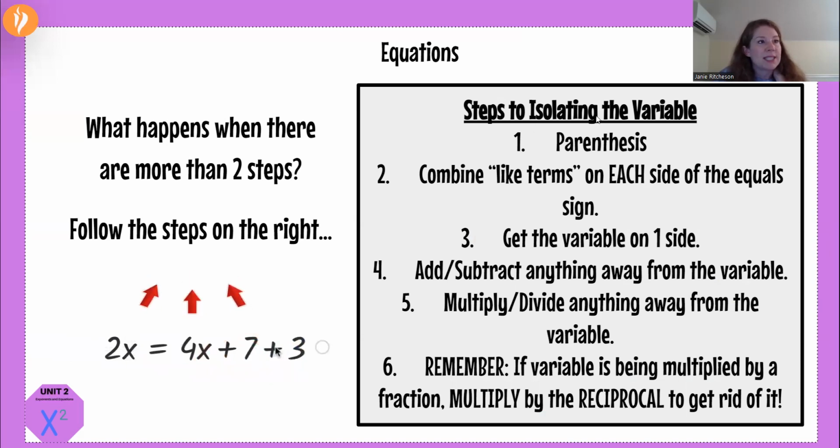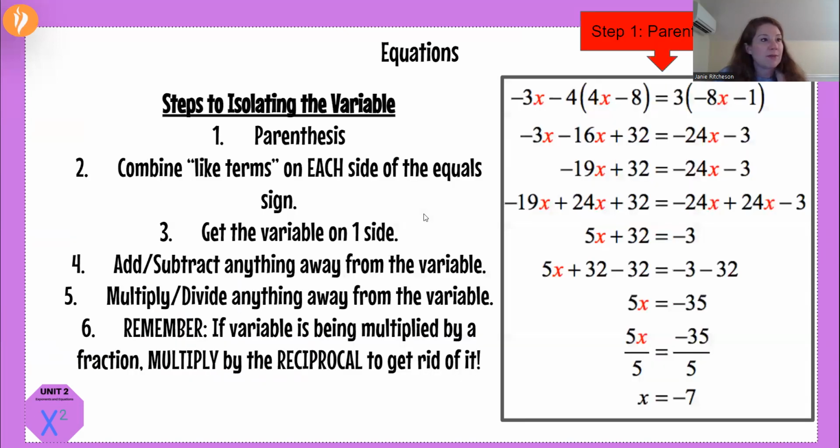You're going to get rid of the parentheses by doing the distributive property. You're going to combine like terms on each side of the equal sign. You're going to get the variable on one side. So if there are variables on both sides of the equal sign, you're going to get those together. You're going to add or subtract away from the variable, multiply or divide anything away from the variable. And step 6, remember, if the variable is being multiplied by a fraction, multiply by the reciprocal to get rid of it. All right, and here is an example.